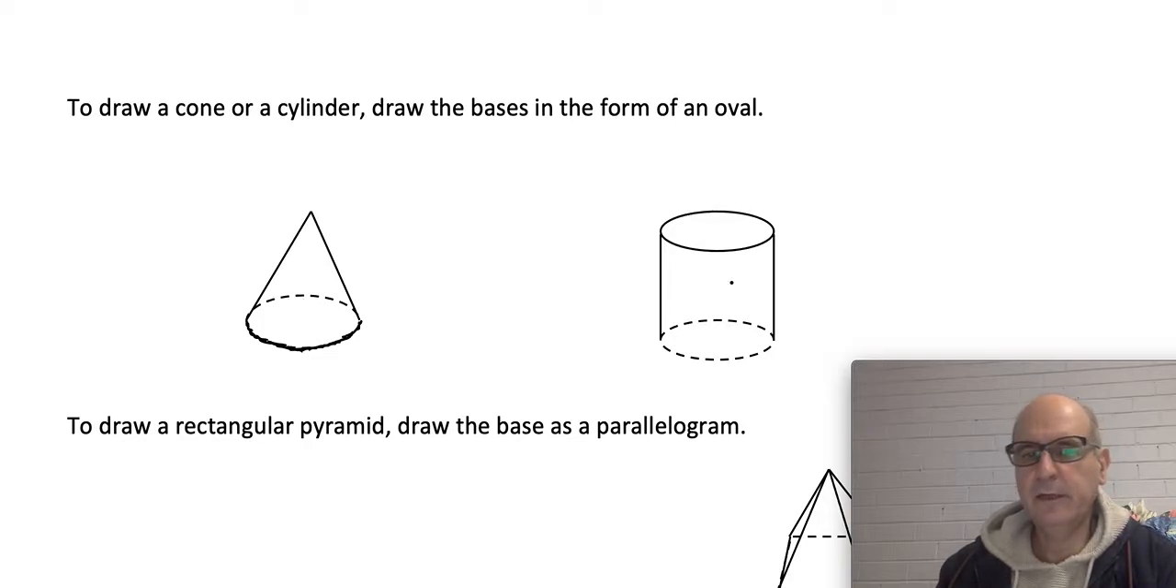And to draw a cylinder, the same. You got to do two ovals, one at the top, one at the bottom, and this bit as is at the back, we cannot see it, so it stays dashed, but this shouldn't be dashed. So this should be a solid vertical, like this.